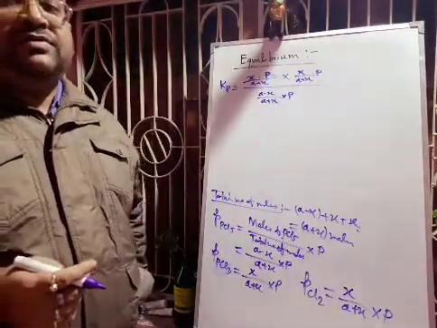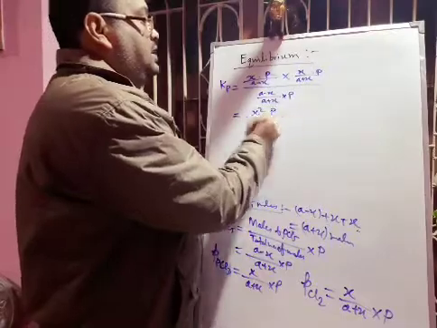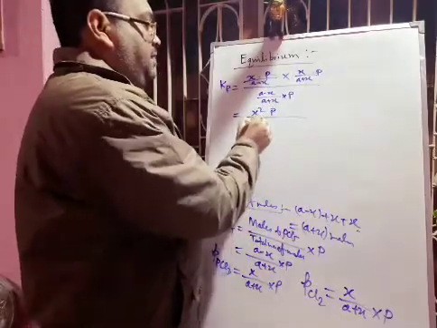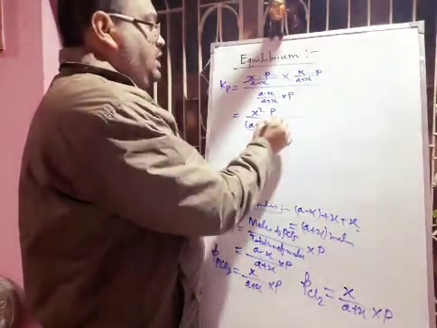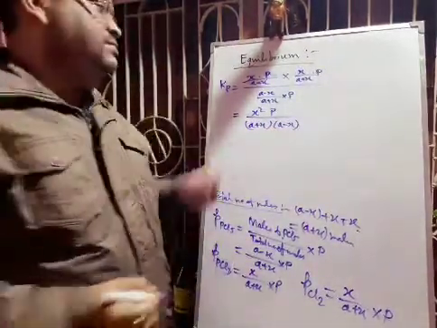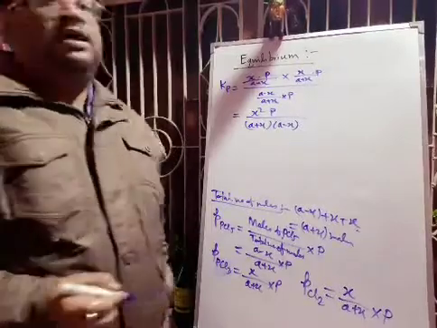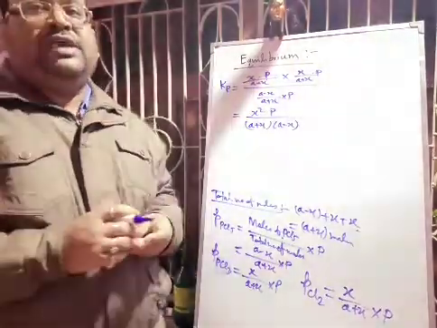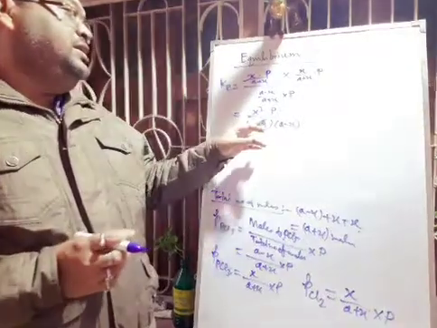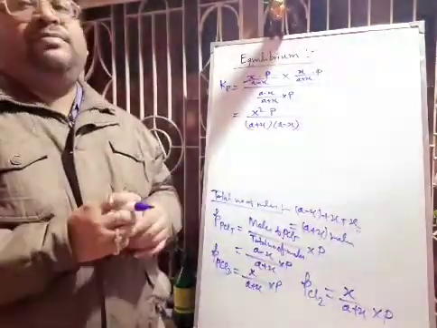Now if you calculate, you will get this is equal to x square P divided by A plus x into A minus x.